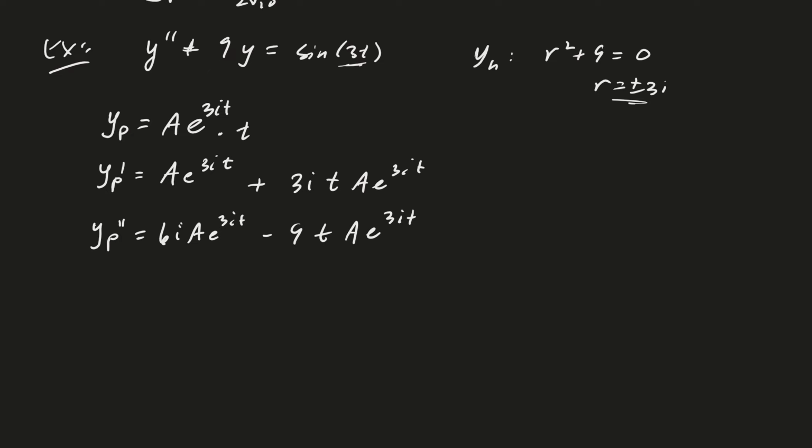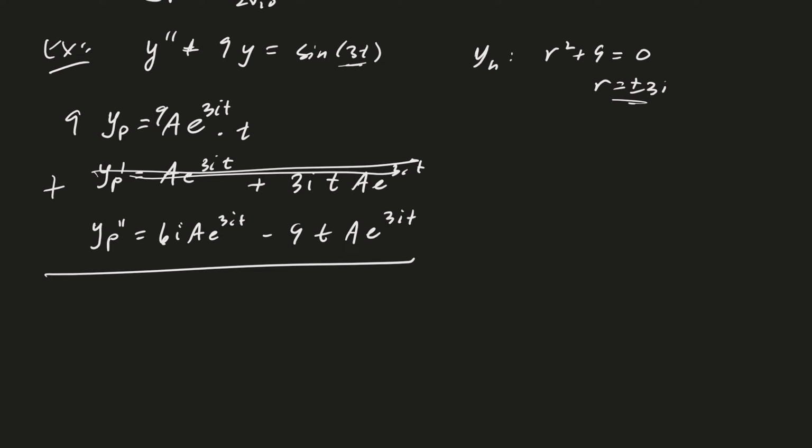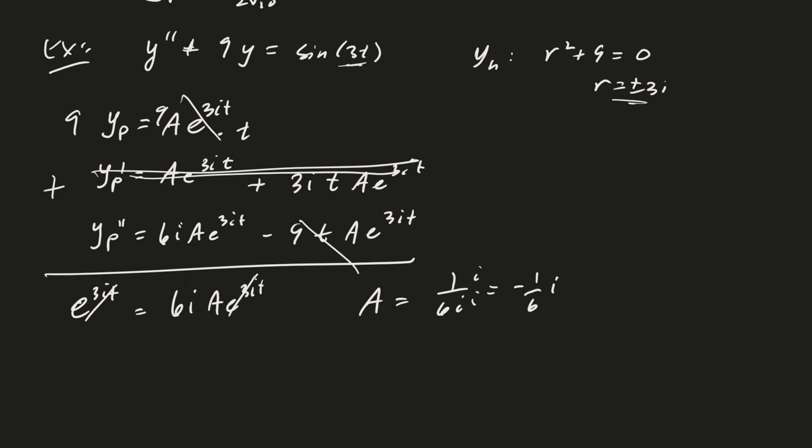Alright, and so now we plug things back into the differential equation. And what do we get? Add these, I'm going to have 9 times y. The t's cancel out, and you're left with e to the 3it on this side. And then on this side we have 6i times a e to the 3it. So the e's cancel, and then a is equal to 1 over 6i. Good. And notice that that is, if I multiply by i over i, minus 1 over 6 times i.